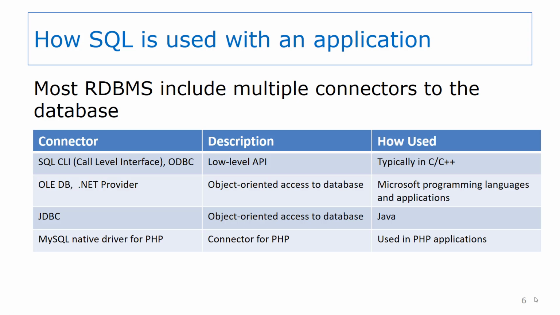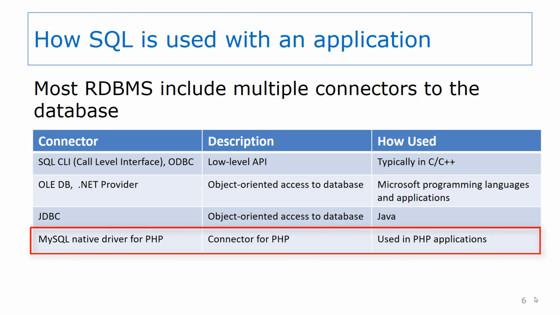Finally, we'll look at how SQL is used with an application. Most database management systems include many options for connecting to the database. You select the connection option based on the tool or programming language that you are using for your application. For example, if you are developing a web application that uses the PHP programming language, you can connect to MySQL using the MySQL native driver for PHP. Other languages use other types of connectors.